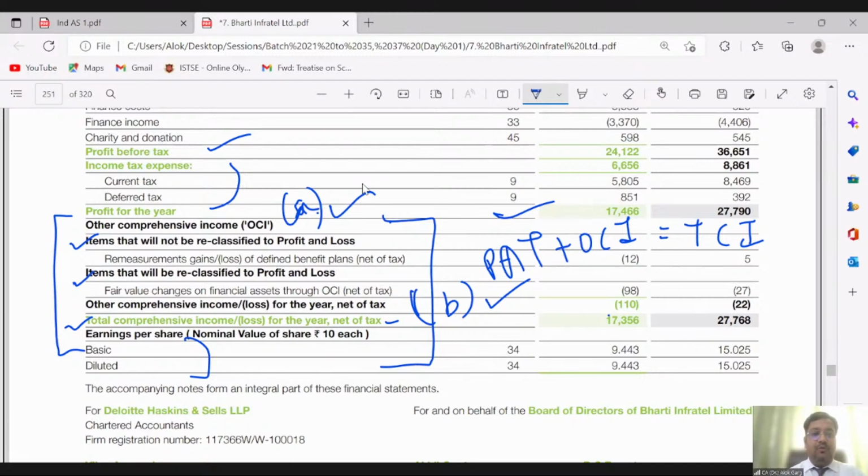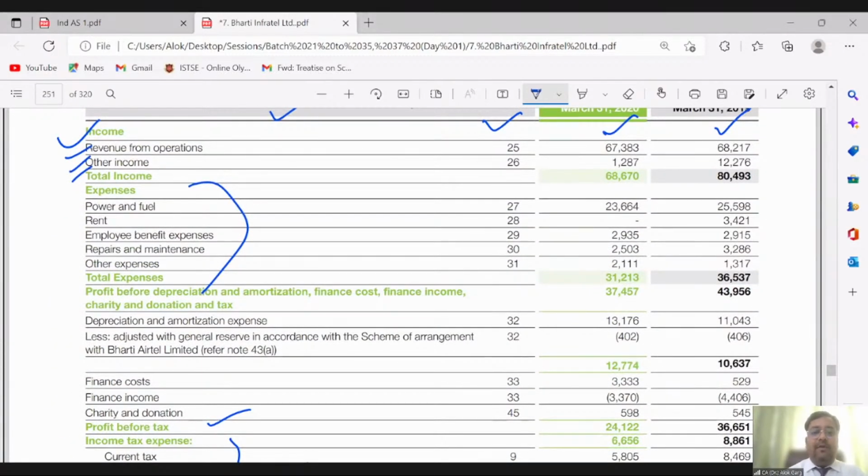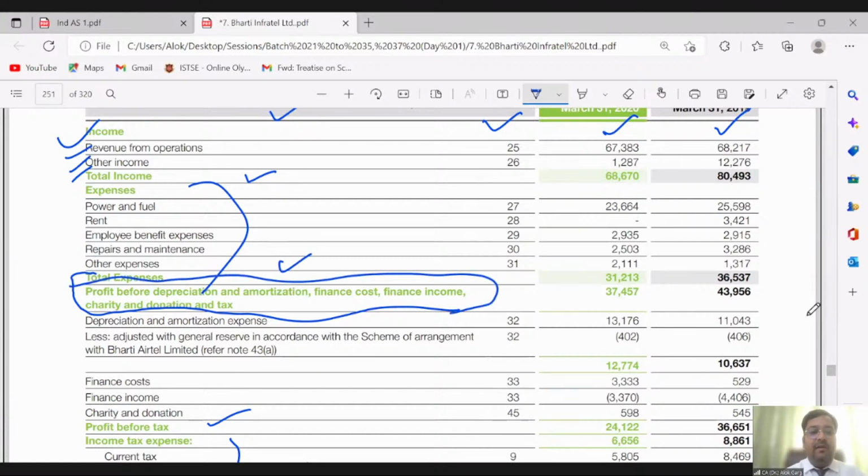Let me show, first of all, the annual report. I hope the annual report is visible. If you see this annual report, Bharti Infratel Limited, income minus expenses, then a separate line item has been given, a separate heading has been given: profit before depreciation and amortization, finance cost, finance income, charity and donation, and tax. You will not find this line item in Ind AS 1 or in division 2 to schedule 3. But Ind AS 1 says that an entity can provide additional line items, additional subtotals or headings if it provides more clarity and more clarification on the financial performance of the company, right?